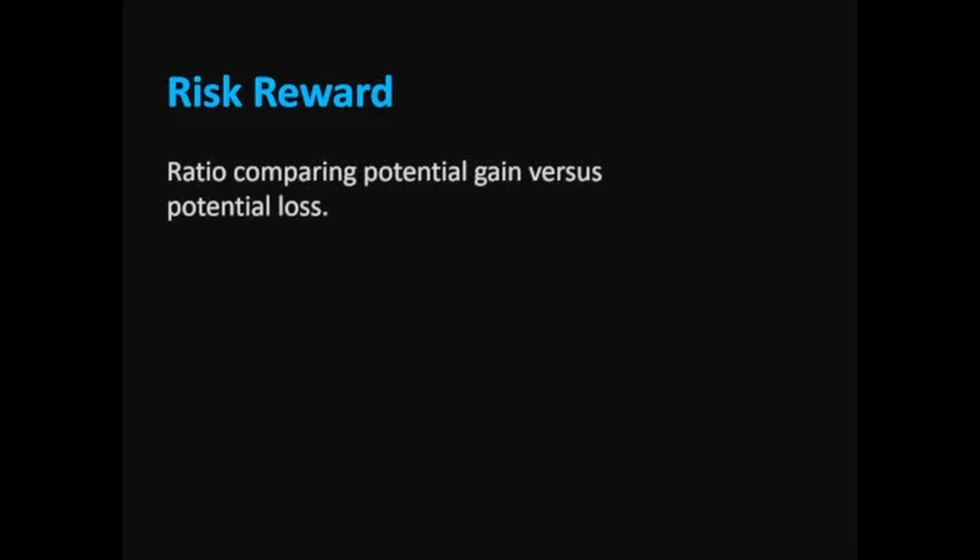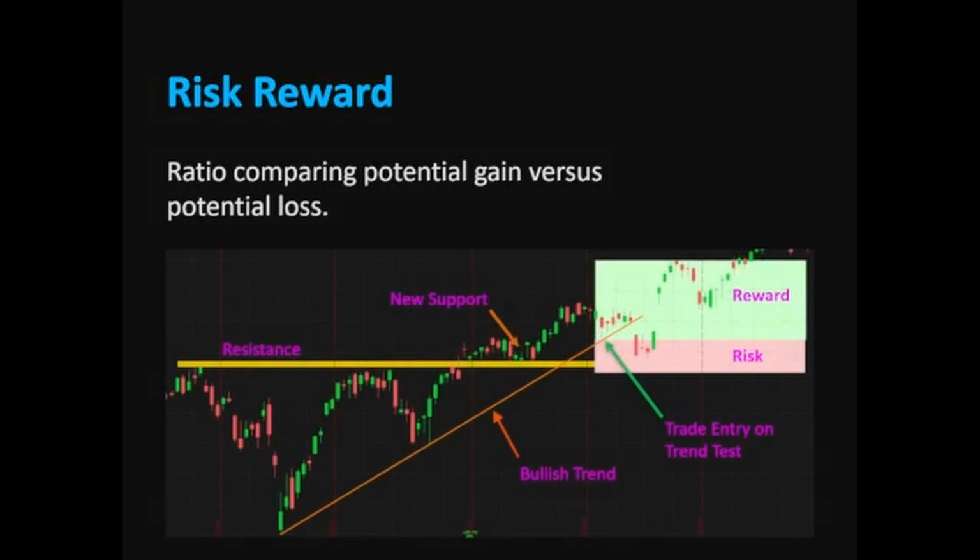Now let's talk about risk reward. Risk reward is a ratio comparing potential gain versus potential loss. This image below shows technical analysis on a stock where we had a bullish trend, broke through a resistance line, found new support, which was the old resistance line, and then eventually tested the trend line again. So we traded it on that green arrow where we came back, tested the trend line again, already broke through a new range, and said, you know what, we're going to set our max risk to be a flush below the old resistance line.